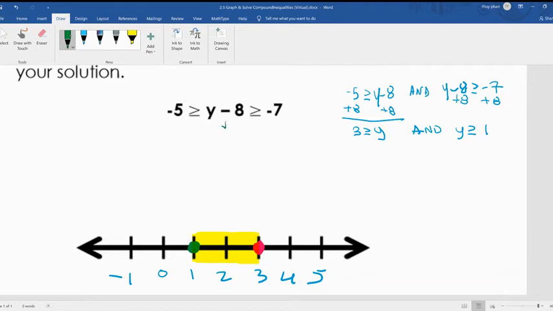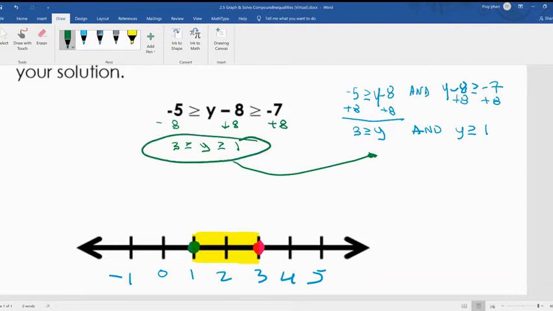So if I was to solve for this, I'm going to add 8 to both sides, all sides of the inequality, the left side, in the middle, and the right. So we still have to make things balanced. So in the end, you get 3 is greater than or equal to y, which is greater than or equal to 1. This essentially is the same thing here. So you can write your answer in this form, or you can write your answer in this form.